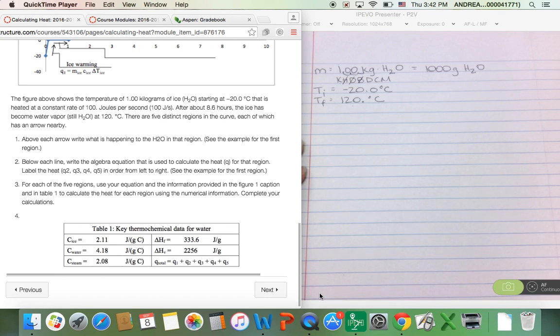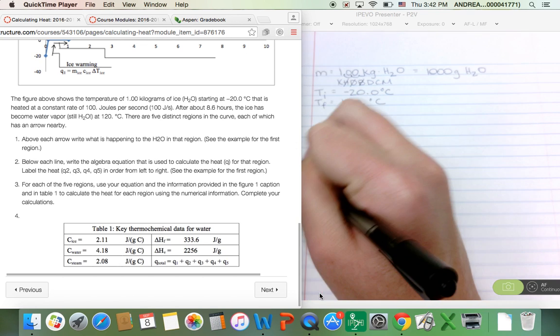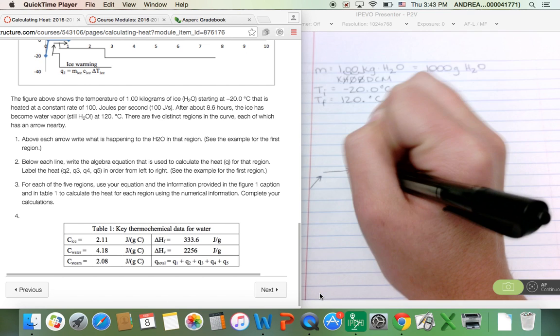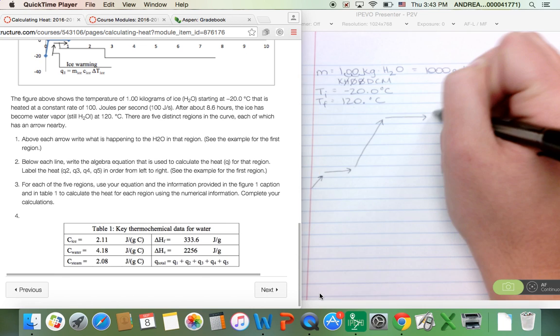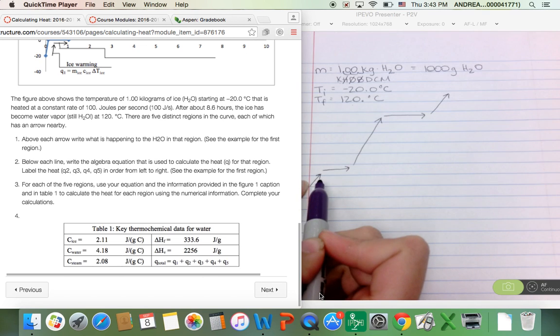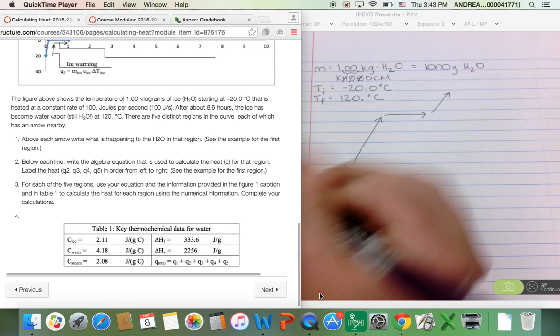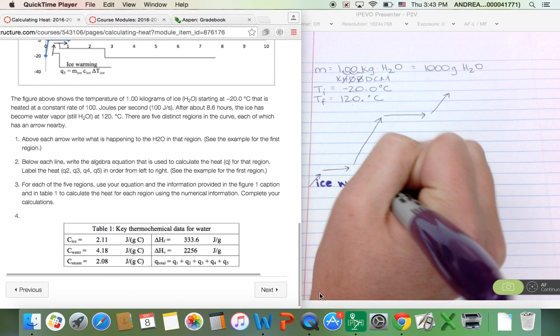There are 5 distinct regions on the curve, each of which has an arrow nearby. Above each arrow, write what is happening. They try to give you an example, but I'm going to write them out here. I'm going to draw those arrows, and I'm going to use different colors to represent each stage. We're going to start here at the bottom. What's happening at this first arrow is that the ice is warming. We're heating that ice up.